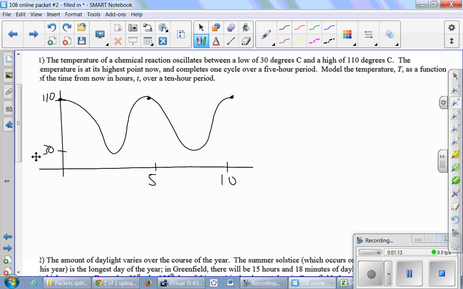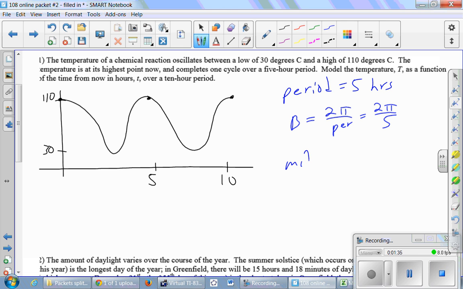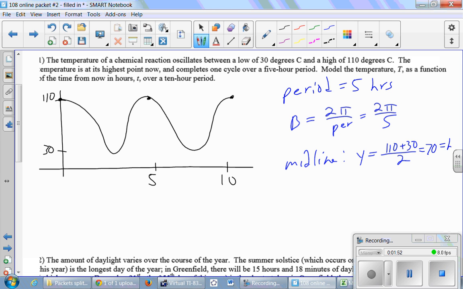Okay, so let's first start identifying the different pieces to this puzzle. So we know that the period is 5, which means that the b is 2 pi over that period, which is 2 pi over 5. And next thing is the midline, which is the middle. So all we have to do is average the high and the low. So we get 70, which is our value of k when we write our equation.